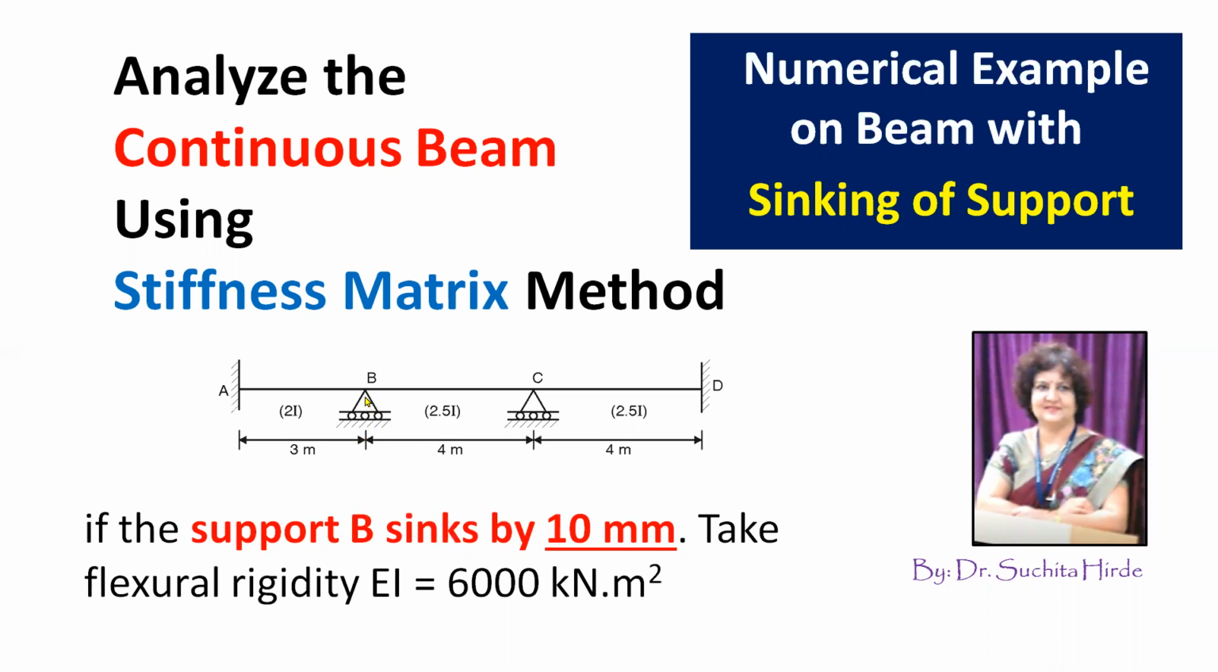So what will be the effect of this sinking on the moments in this beam? So this is a problem of sinking of support. Here we are considering support B sinks by 10 millimeter. And flexural rigidity, that is EI value, is given as 6000 kilonewton meter square. So let us solve this problem using stiffness matrix method.